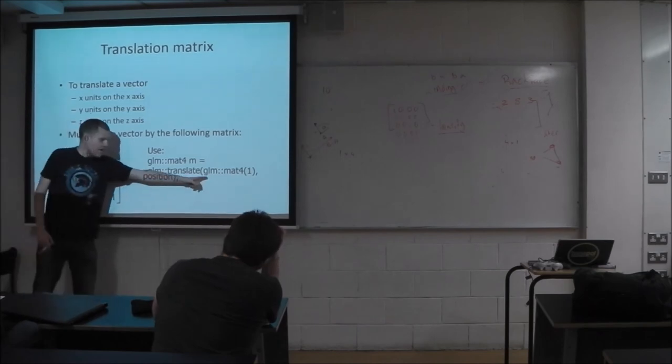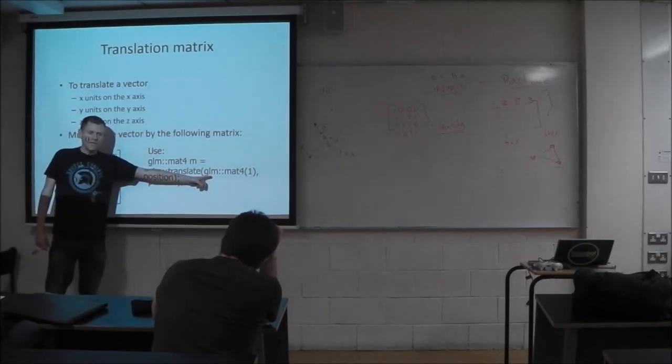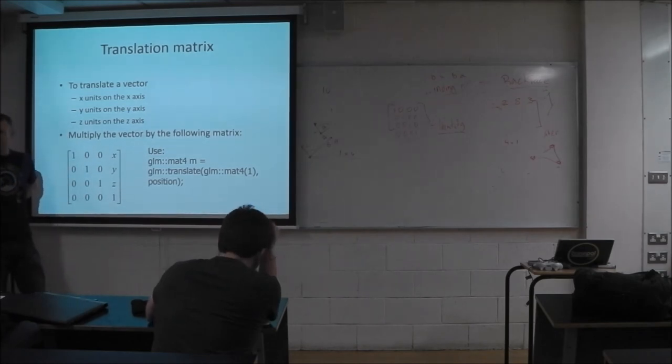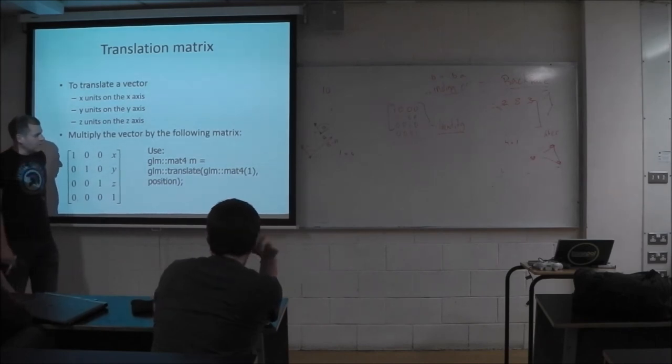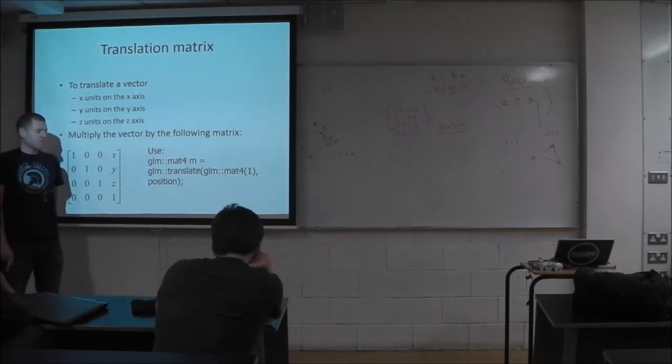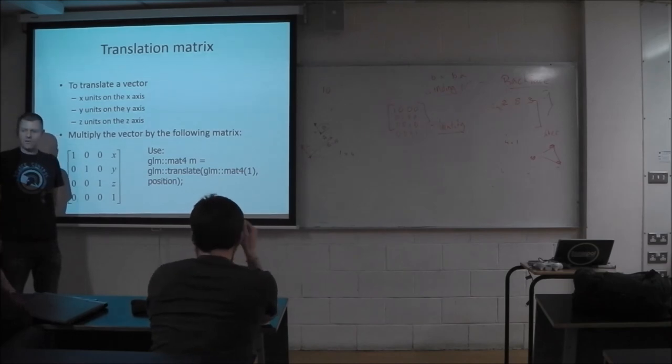The first parameter here, in this case, glm::mat4(1). I have no idea what that's going to be. Why would you need an extra parameter? Is that for the 1 to 0? Yeah, in actual fact, glm::mat4(1) will give you the identity. That's how you make the identity matrix. So the first parameter is the identity matrix, and the second parameter is the position.